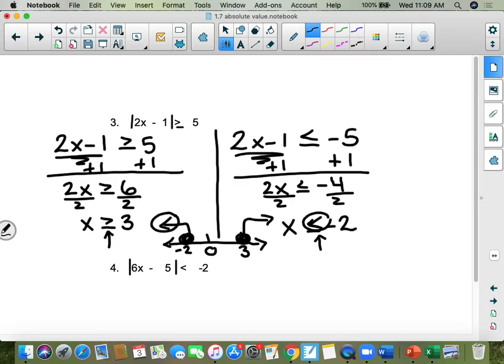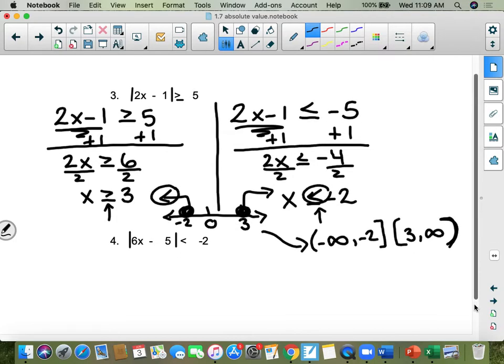My last thing I have to do is state interval notation. It starts at a negative infinity and goes to a negative 2, and I need a bracket there because it's a closed circle. And the other answer is a bracket 3 to infinity, parenthesis.